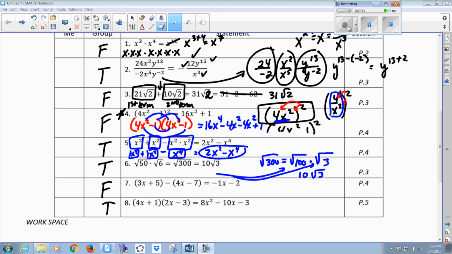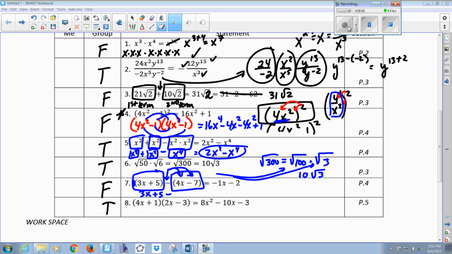Problem number 7 is a subtraction problem. You have two terms here. And in the first term, you can drop these parentheses since there's nothing outside of these parentheses except for the number 1 right here. So we can just drop the parentheses. However, in the second term, we have to subtract each one of the pieces inside the parentheses.